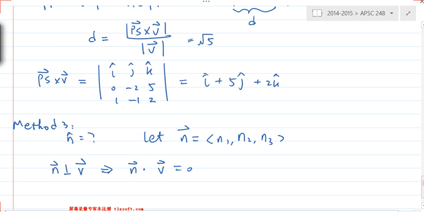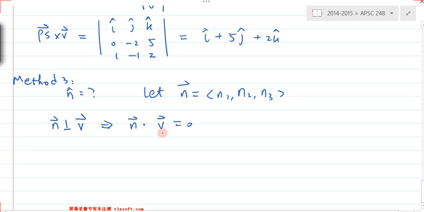N dot v is 0, let's try it out. We know what v is, right? So v is (1, -1, 2). I'll just plug in the conditions: n dot (1, -1, 2) equals 0. So what we end up with is n1 minus n2 plus 2n3 equal to 0. Does that make sense?